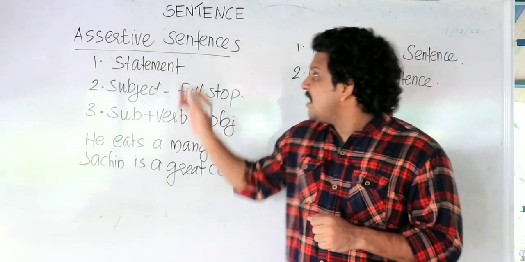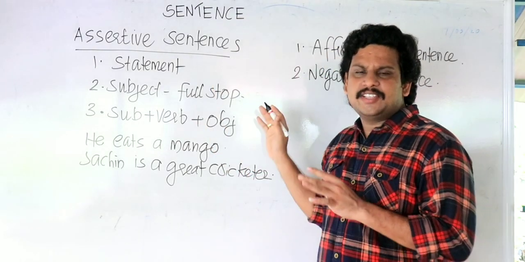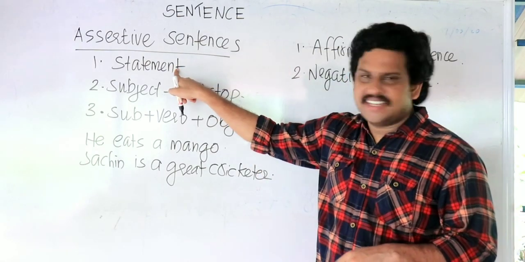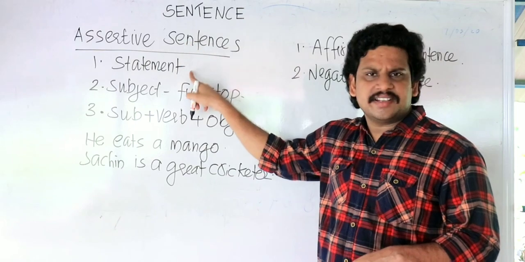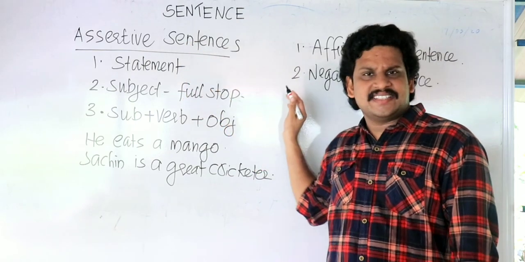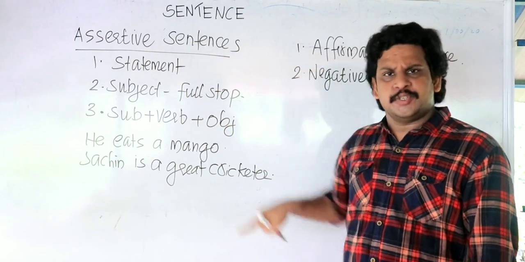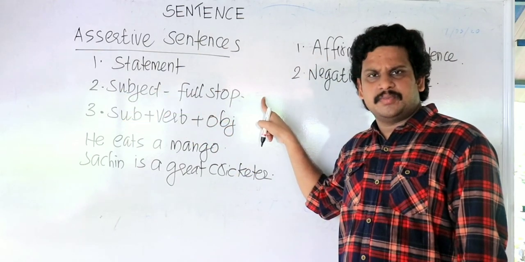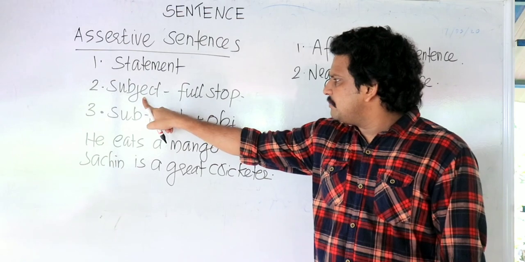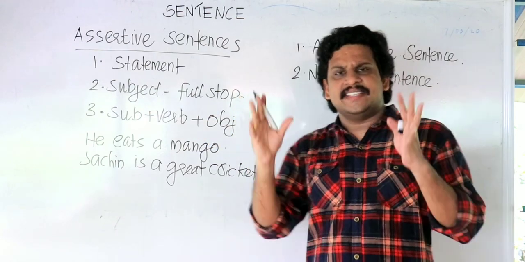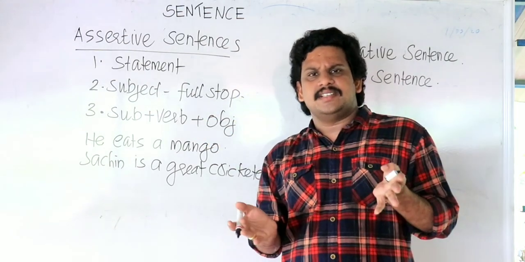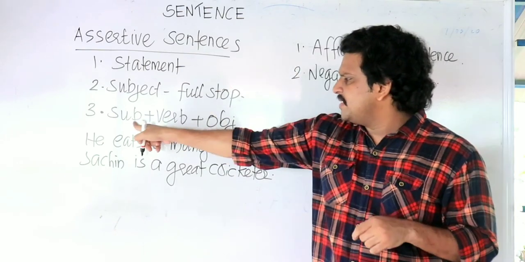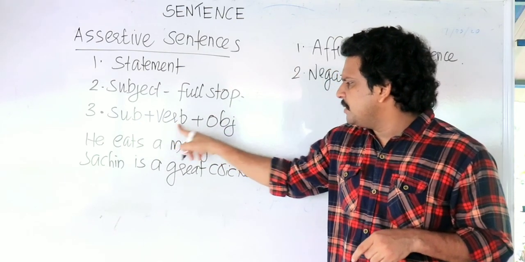The first one is assertive sentences. Actually, this is very simple. The definition is very simple. It is a statement. These sentences are statements. What is a statement? Statement definition is very simple. It begins with the subject and ends with the full stop. A sentence which begins with the subject and ends with the full stop is called assertive sentences. The form is subject plus verb plus object.